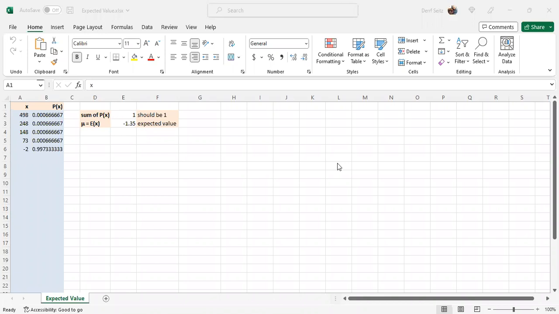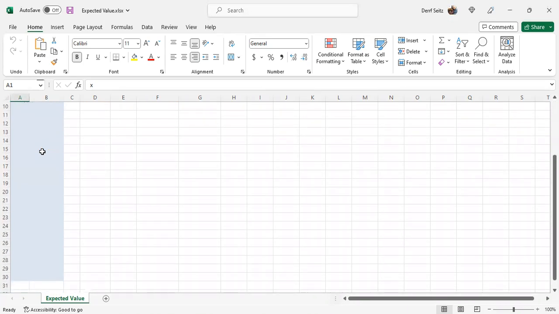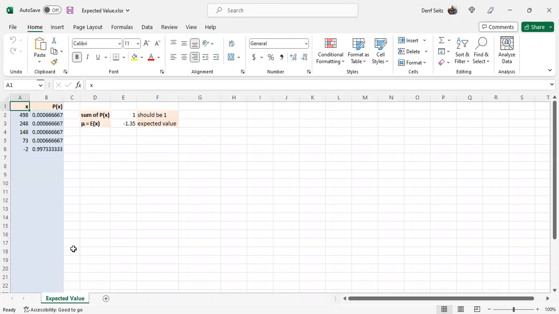This video shows how to calculate the expected value of a discrete random variable probability distribution using Microsoft Excel. In the first column are the values of the random variable x, the outcome values. The blue cells are data that you have to provide. The formulas are set up to go down through row 30.